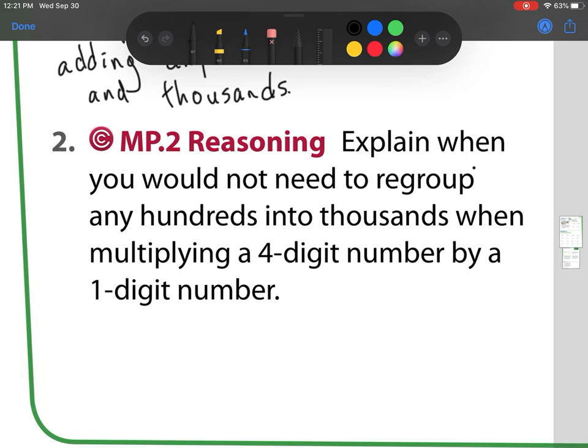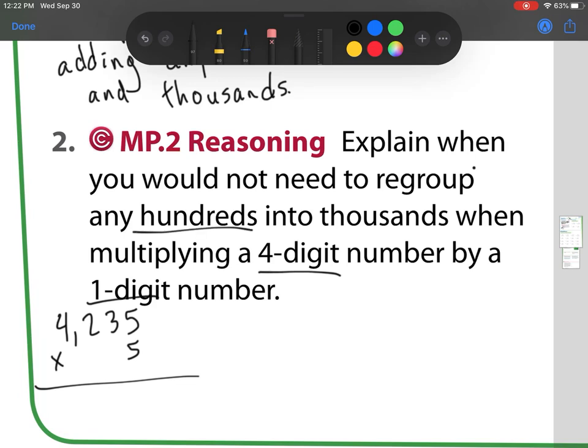Now question number 2, it says explain when you would not need to regroup any hundreds into thousands when multiplying a 4-digit by a 1-digit number. So just so we can see an example, here's a 4-digit number, 4, 2, 3, 5, times a 1-digit number. It's asking me, when would I not need to regroup any hundreds? Well, notice here's my hundreds. 5 times 2 is 10, so I'm regrouping here. But is there ever a time where I don't need to put anything in this top portion? Well, let's check. If this 5 becomes something smaller, like a 3, well then 3 times 2 is 6, and notice there'd be nothing to regroup up there. So that's our key, when our product is less than 9. So let's use that for our basis for our explanation.